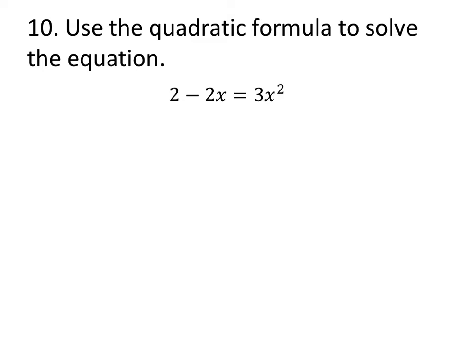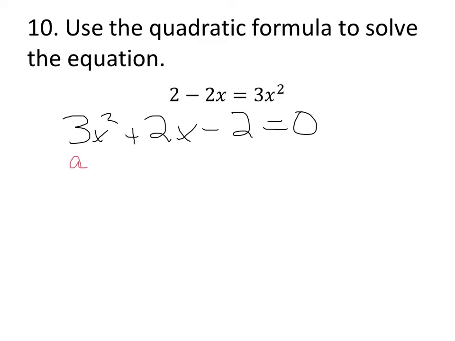And the first thing we need to do is put the equation in standard form, which means it should be 3x squared plus 2x minus 2 equals 0. So we get that by adding 2x and subtracting 2 to and from both sides. So we get 3x squared plus 2x minus 2 equals 0. And we want it this way so that we can easily identify A, B, and C.